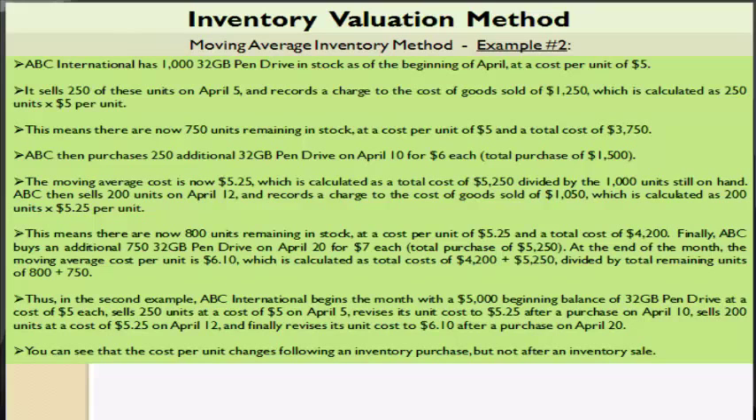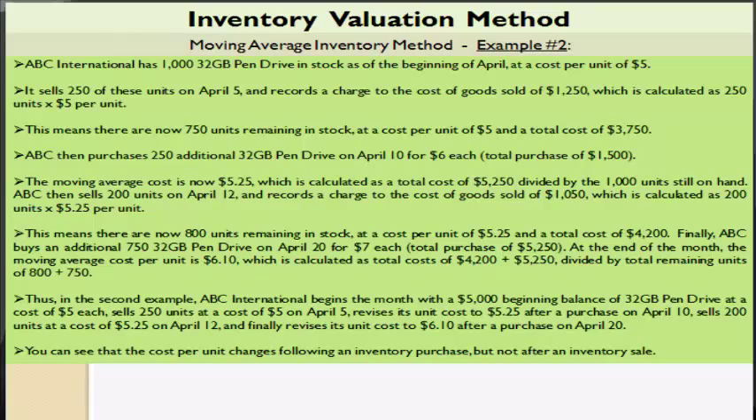ABC then sells another 200 units on April 12th and records a change of cost of goods sold of $1,050, which is calculated as 200 units into $5.25 that we got earlier. This means that now there are 800 units remaining in the stock at the cost of $5.25 and the total cost of $4,200.